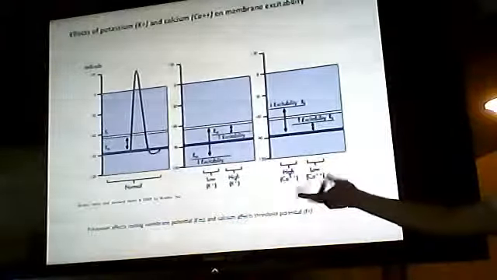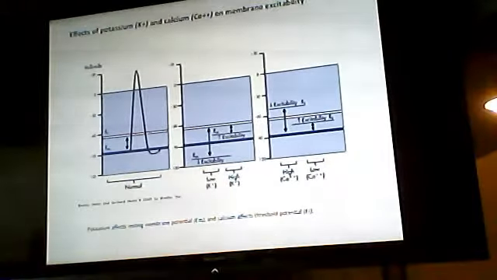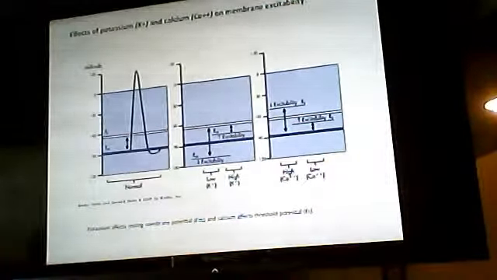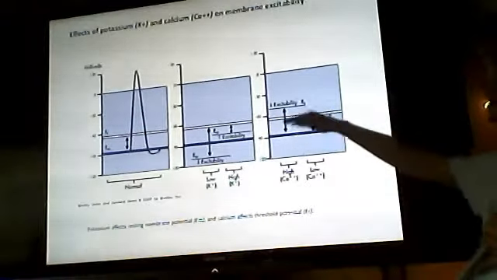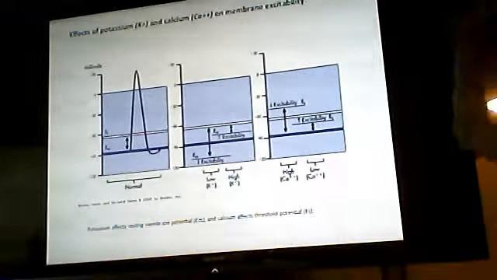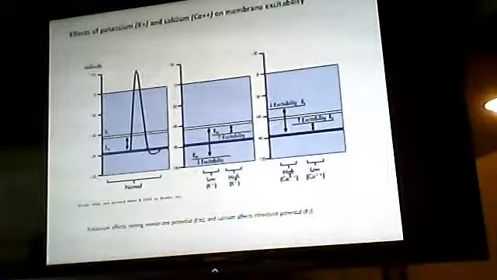On the flip side, we have calcium levels. Calcium shifts where the threshold itself is. So if we have high calcium, our threshold is farther away. If the threshold is farther away, it's harder for us to get excited.